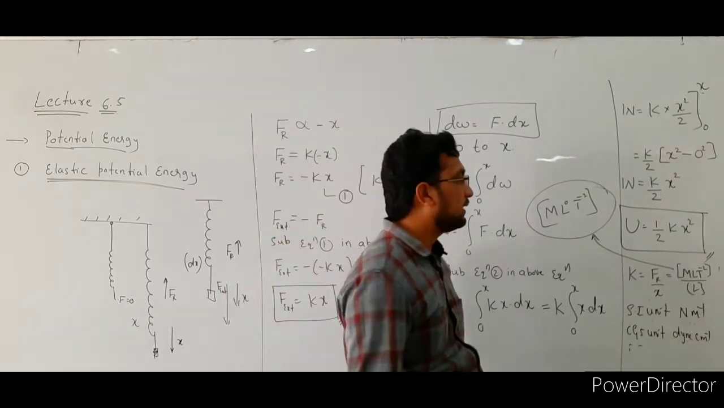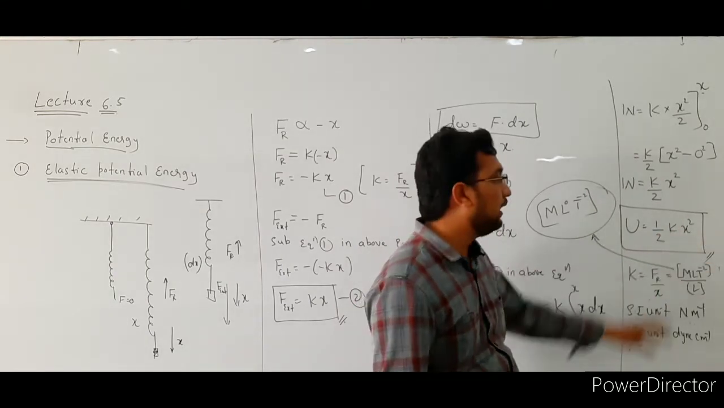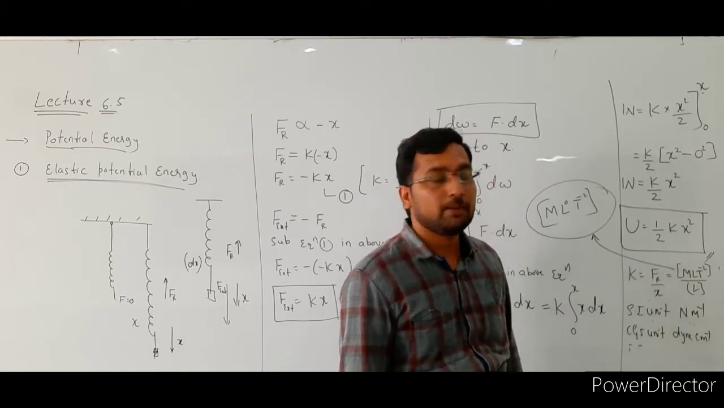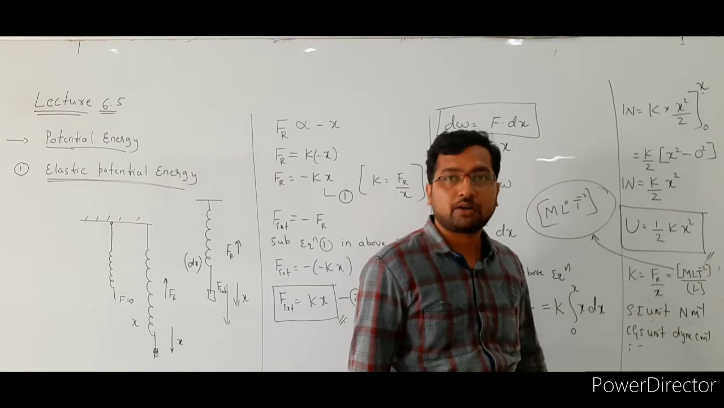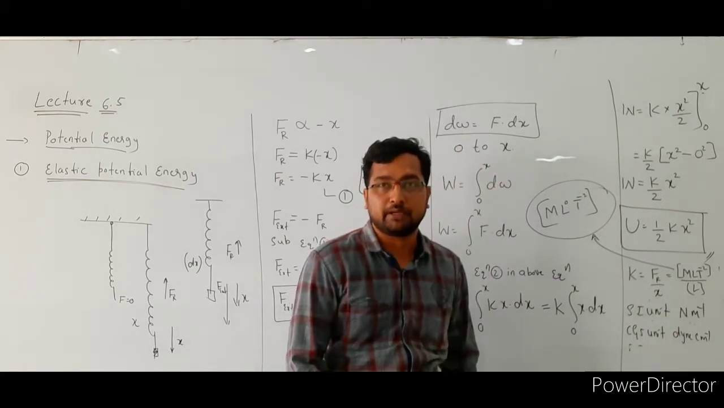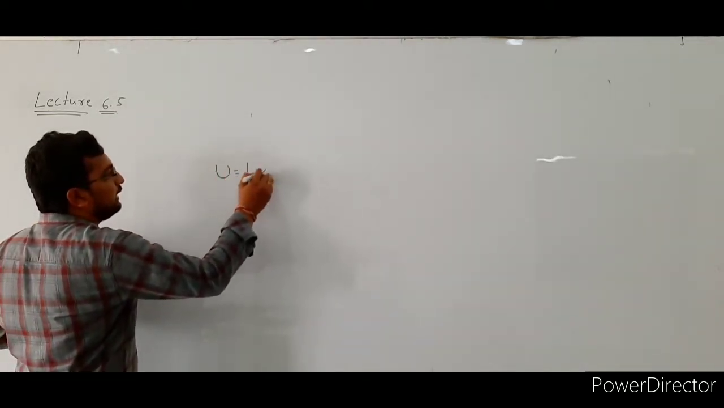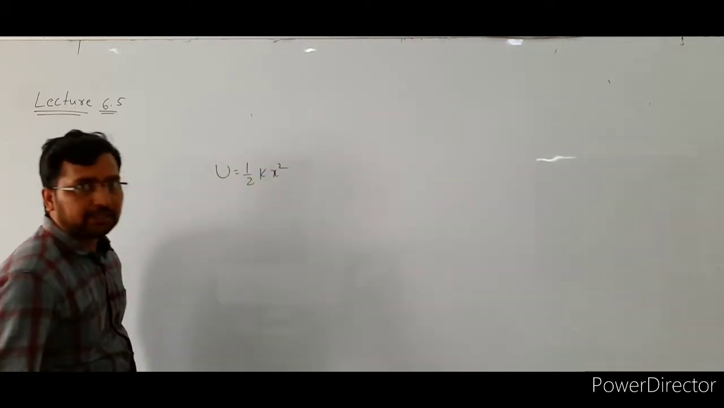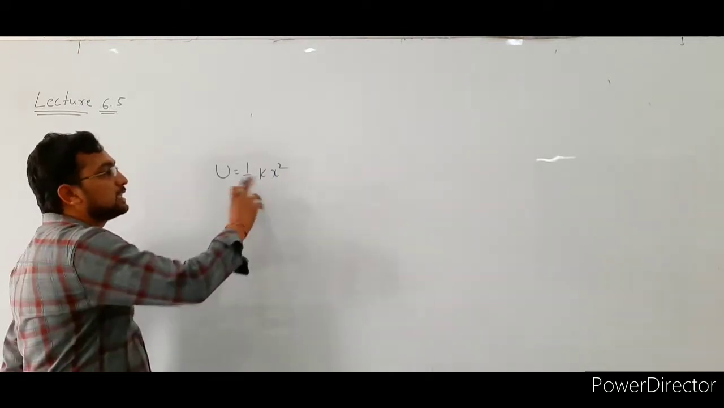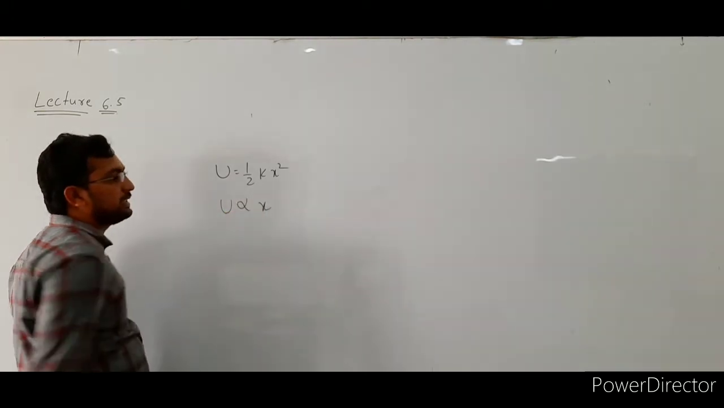See here, in this case, elastic potential energy depends on the x value. If the x value is more, the elastic potential energy value is also more. If the x value is minimum or 0, then the elastic potential energy value is also 0 or minimum. Elastic potential energy U is equal to 1 by 2 K into x square. Here U depends on the x value because 1 by 2 is a constant term and K is the spring constant. So elastic potential energy depends on displacement.